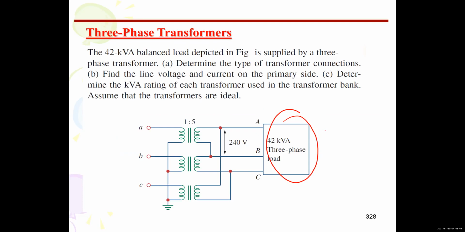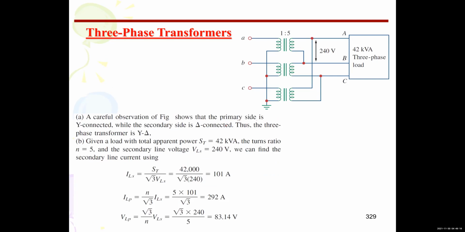Well, let's look at it. If you notice the configuration on the primary side, it's Y. Why? We can see we have a common terminal, if you look at this point, and you have the other two terminals. Right? So this is Y. And the secondary side is delta. They are connected delta, as we can see. So it's a Y delta connection. That's easy.